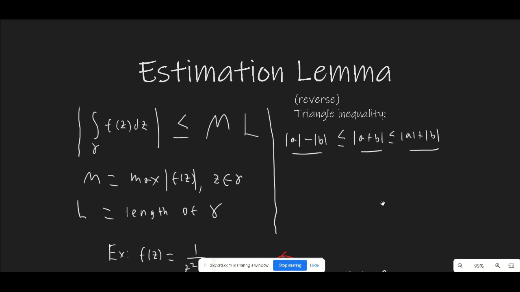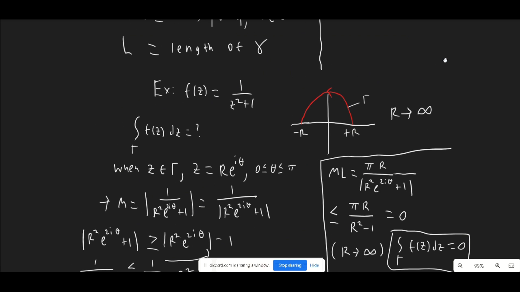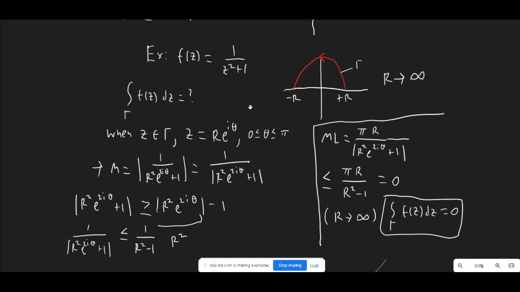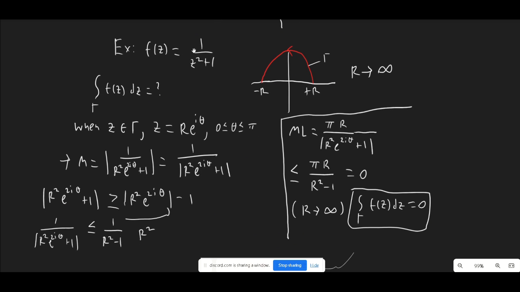For our example, we're looking at the function f of z equals 1 over z squared plus 1, and we're trying to show that the integral over gamma of f of z dz goes to 0. Again, gamma is this same curve. I'll always pretty much use gamma just to represent this big semicircle that goes from plus R to minus R in the upper half plane of the complex plane. Again, R goes to infinity. We're trying to show that this goes to 0.